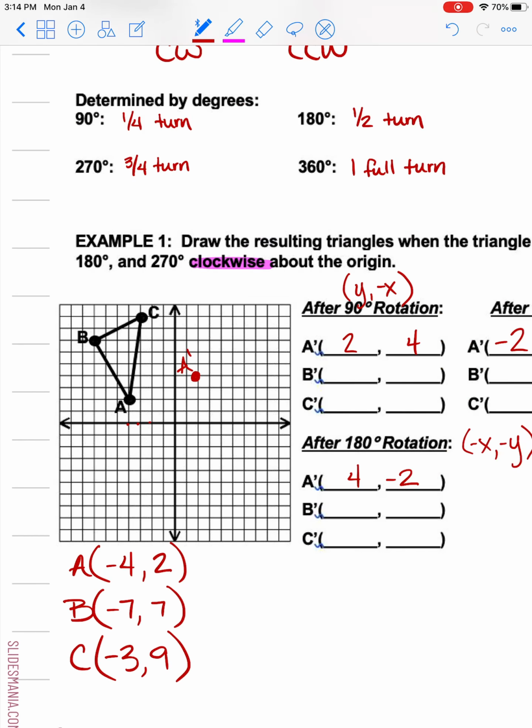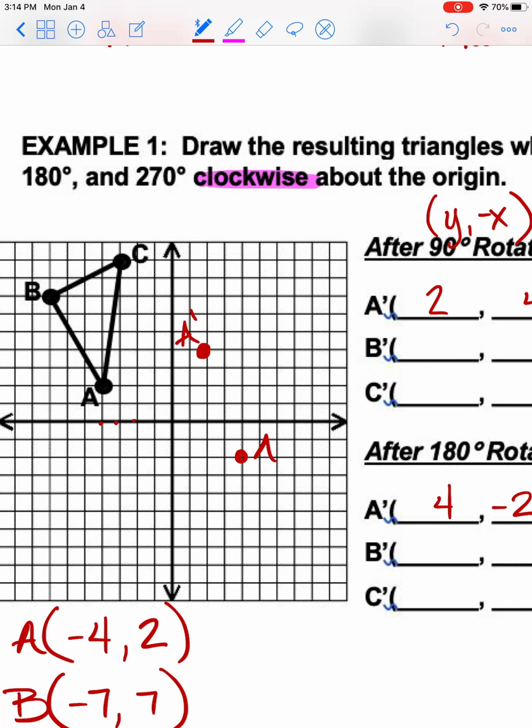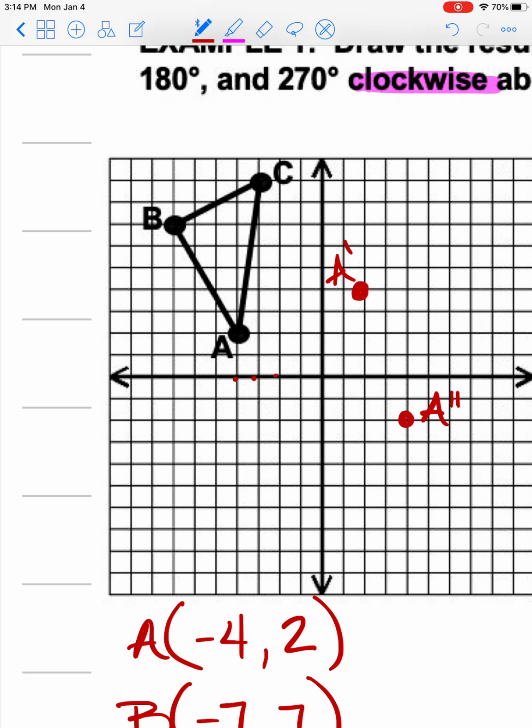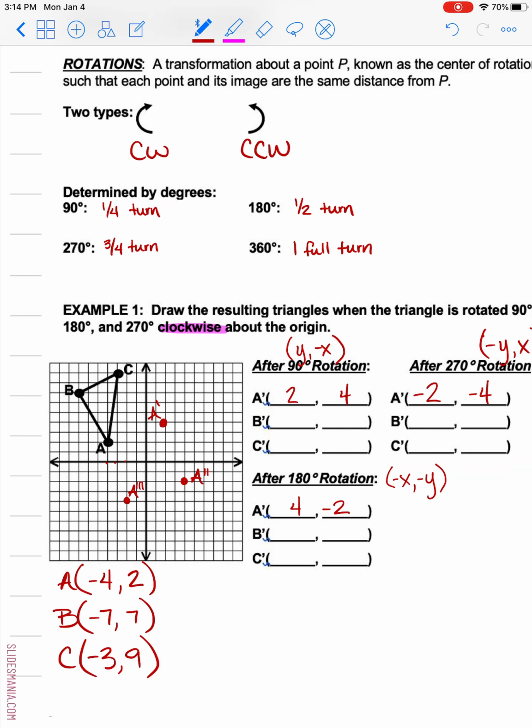Then we're going to do the 180 rotation. That's at 4, negative 2. So right 4, down 2. Now because this is a new triangle, I'm going to name it A double prime, with 2 primes there. And then we're going to end up at -2, -4. So left 2, down 4. And because it's our third one, we would put 3 primes. So you're going to do the same thing with B's and C's and then connect your triangles together. So you'll have your prime triangle after the 90 rotation, you'll have 2 primes after 180, and then 3 primes after the 270.